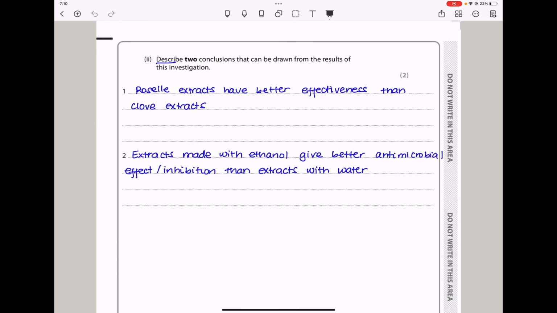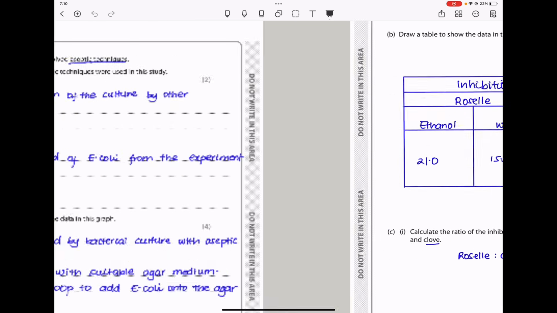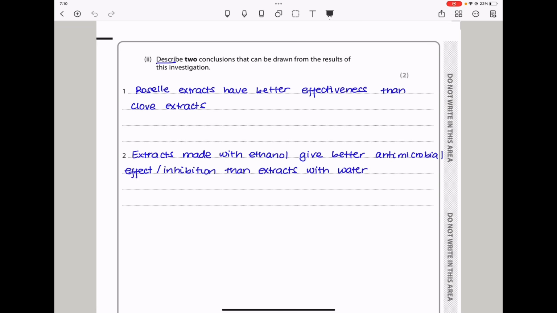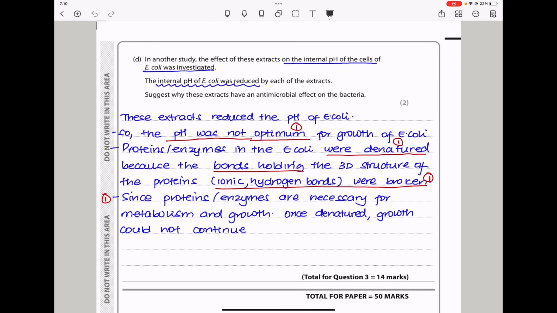Next, they say describe 2 conclusions that can be drawn from the results of this investigation. The conclusions are similar to the things I wrote here in the beginning, which are these ones here. So I said roselle extracts have better effectiveness than clove extracts, and the extracts made with ethanol give better antimicrobial effect or inhibition than the extracts that were made with water.